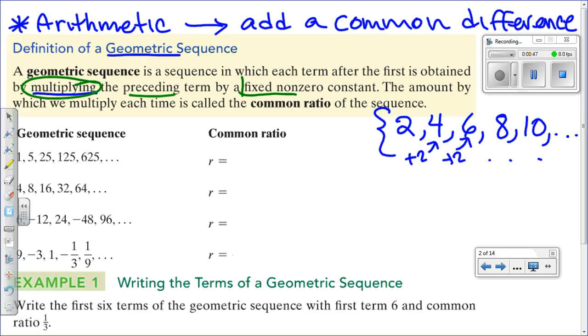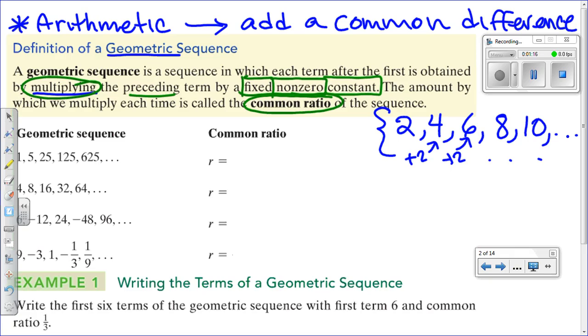That number will remain the same, non-zero, that means it could be positive or negative, constant, and that means it could be a number, right? So what we call that is the common ratio. So it will be fixed, it will not change, it's non-zero, positive or negative, constant. So that's what we're going to do to every term.